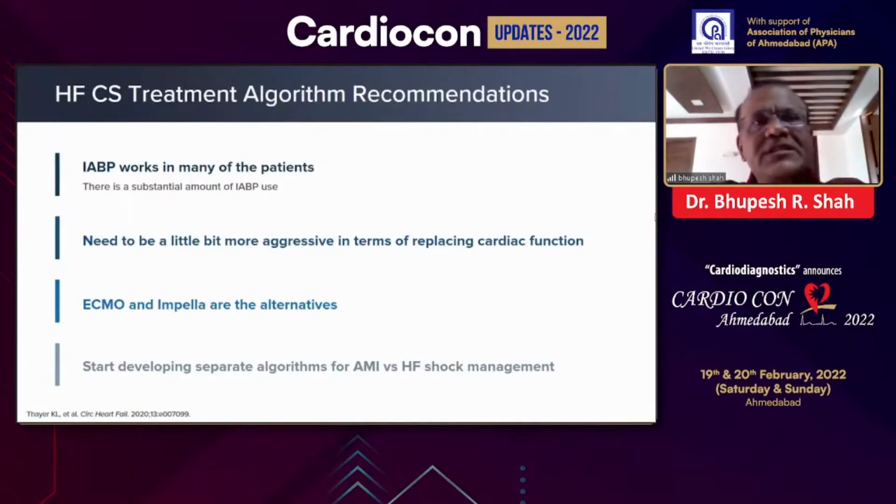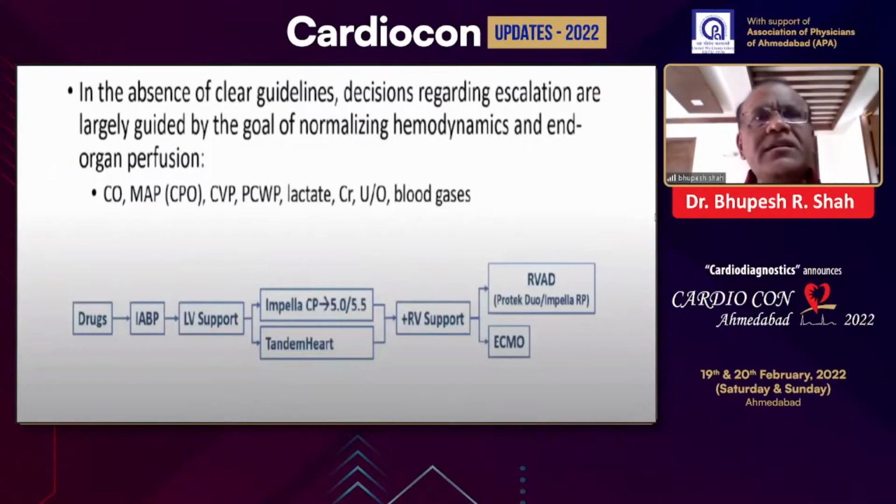IABP still works in many patients, particularly those with mitral regurgitation or ventricular septal defect, when we want something very rapid, because our staff is also well versed, particularly in our Indian setup. So a very substantial amount of IABP use is there in our country. We need to be a little more aggressive in terms of replacing the cardiac function. ECMO and Impella are also alternatives. In the absence of clear guidelines, decisions regarding escalation are largely guided by the goal of normalizing the hemodynamics.